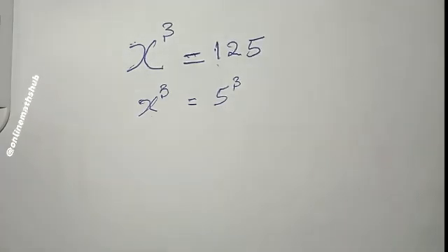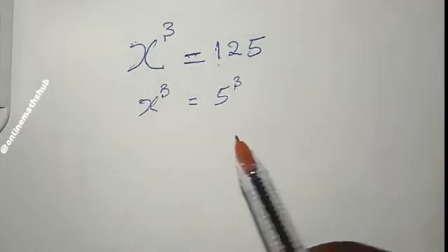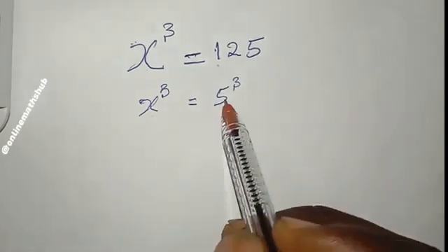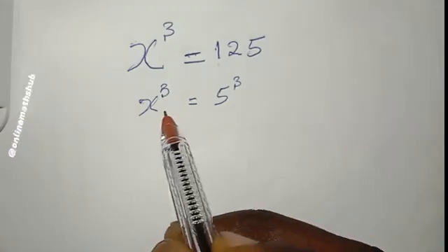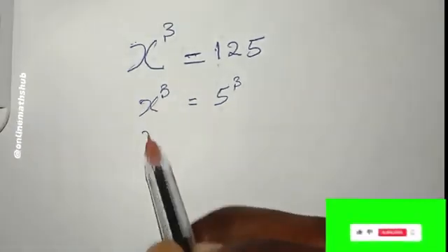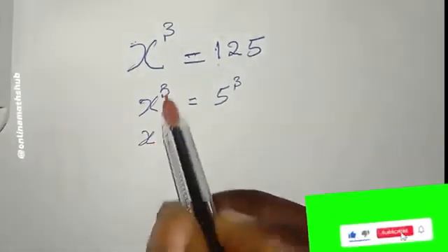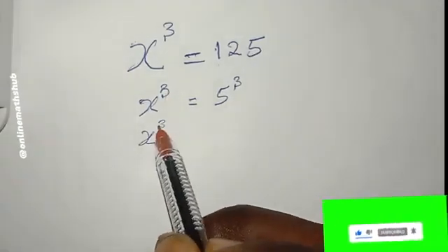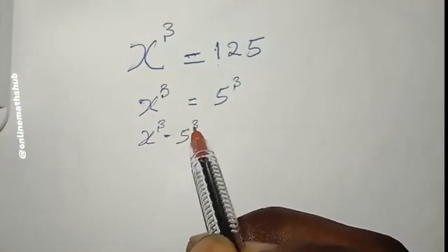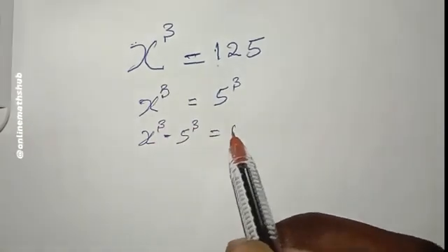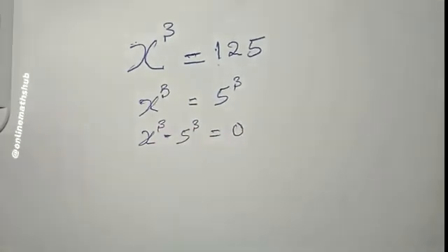So I'm going to be taking a different approach so that we can find all of the roots of this equation. To do that, I'm going to move this 5 power 3 to the left hand side. If I do that, the equation will change to x power 3 minus 5 power 3 is equal to 0.